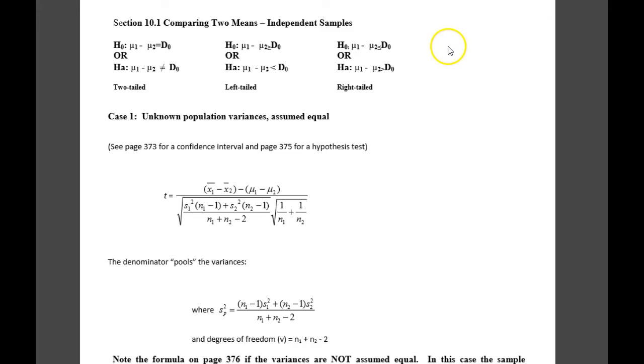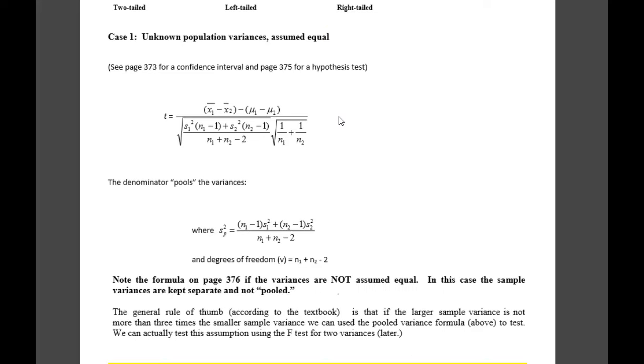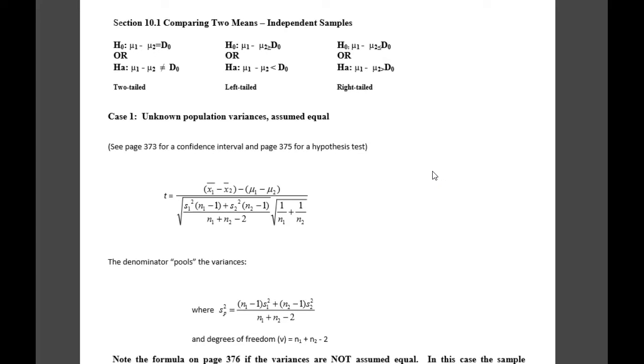So the formula that we're going to use, and this is us assuming that we have unknown population variances. Okay, so this automatically we know is t, and that the population variances are assumed to be equal. So we see case 1, assumed to be equal. We're actually not going to get into the case where we assume that they're not equal. Formulas for that are in the book. It looks like on page 376, but that's just going to be for your reference.